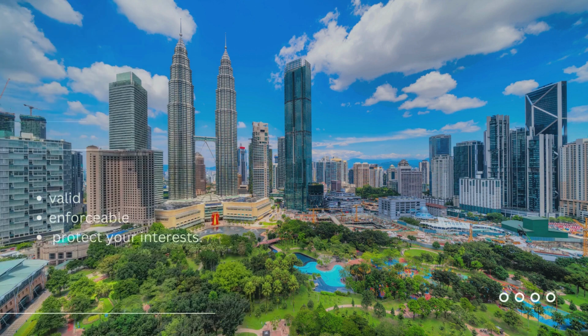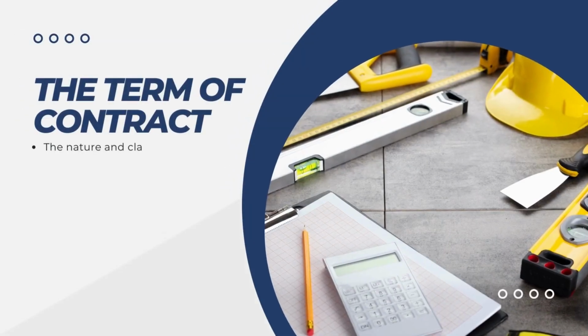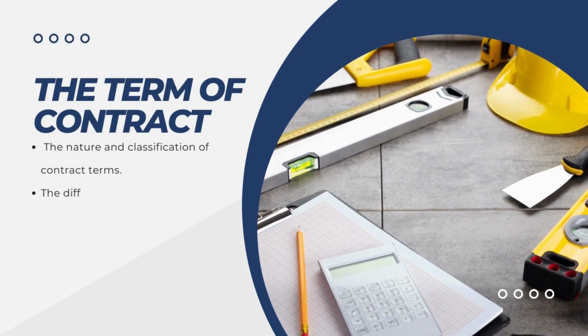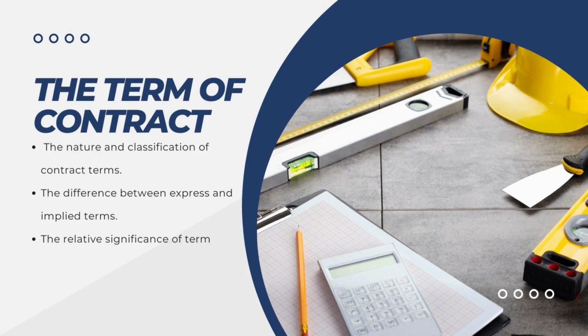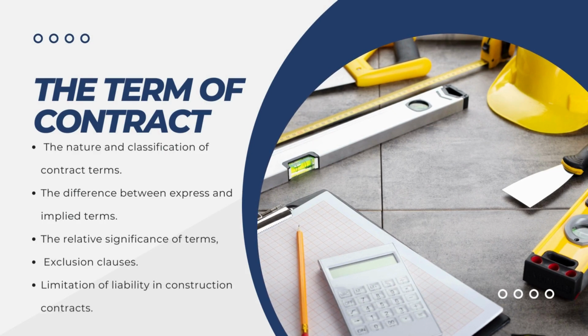Contracts are legally binding agreements between two or more parties, and they are essential in the construction industry to ensure that projects are completed on time, within budget, and to the required standard. In this video, we will discuss the nature and classification of contract terms, the difference between express and implied terms, the relative significance of terms, exclusion clauses, and limitation of liability in construction contracts in Malaysia. We will also quote relevant clauses to illustrate their importance.